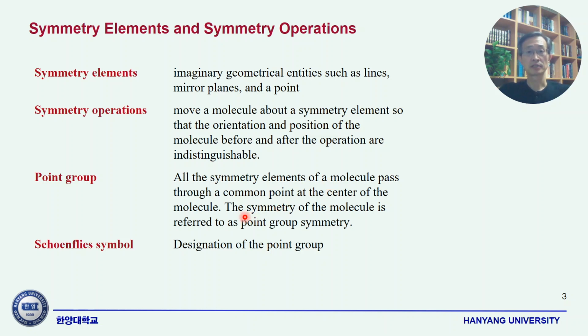In that case, the symmetry of the molecule is referred to as making a point group, or those symmetry elements are point group symmetry. And so each kind of group of symmetry elements is a group. We call that a point group. And then a point group has a notation to designate what it is. So the designation of the point group, we call that the Schönflies symbol, because we are following the Schönflies system or Schönflies notation.